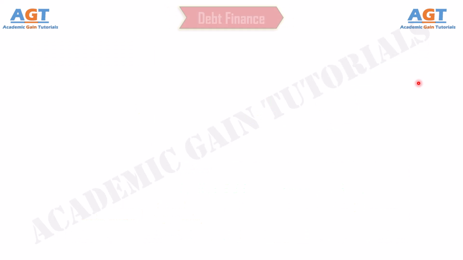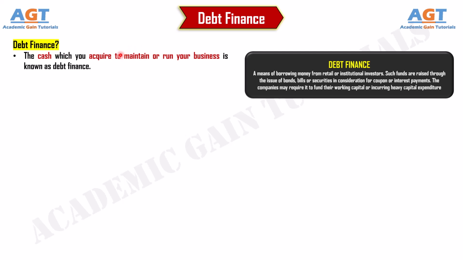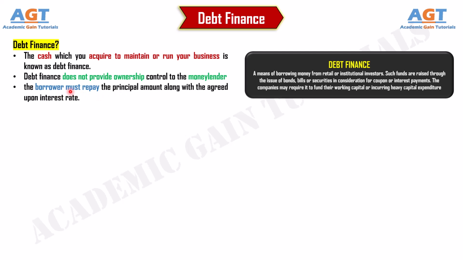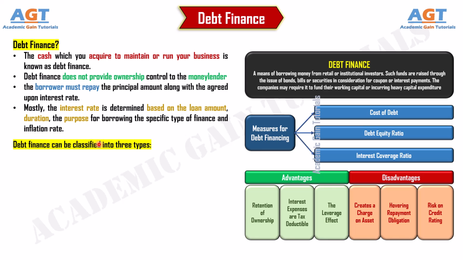Number 1. Debt finance. So, what is debt finance? Basically, the cash which you acquire to maintain or run your business is known as debt finance. Debt finance does not provide ownership control to the moneylender. The borrower must repay the principal amount along with the agreed-upon interest rate. Mostly, the interest rate is determined based on the loan amount, duration, the purpose for borrowing, the specific type of finance, and inflation rate. Debt finance can be classified into three types: short-term, medium-term, and long-term.